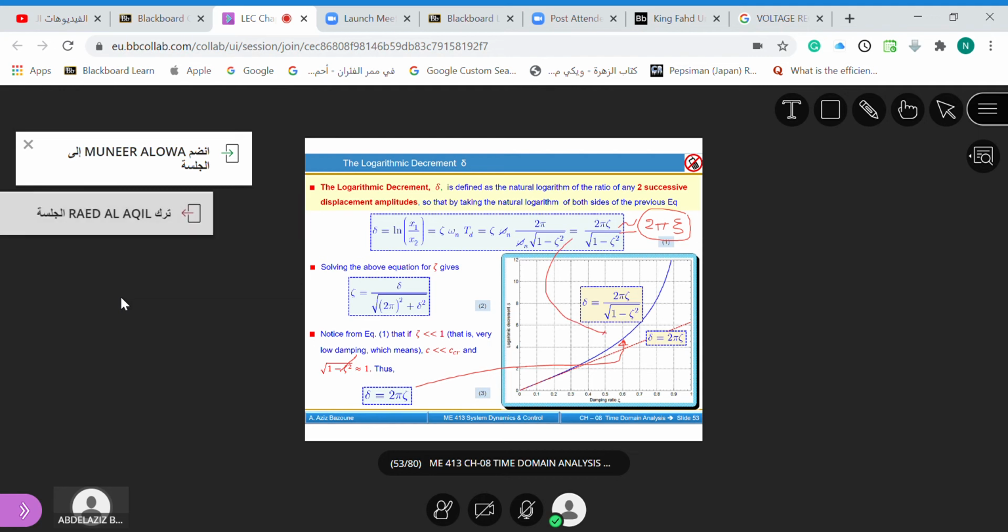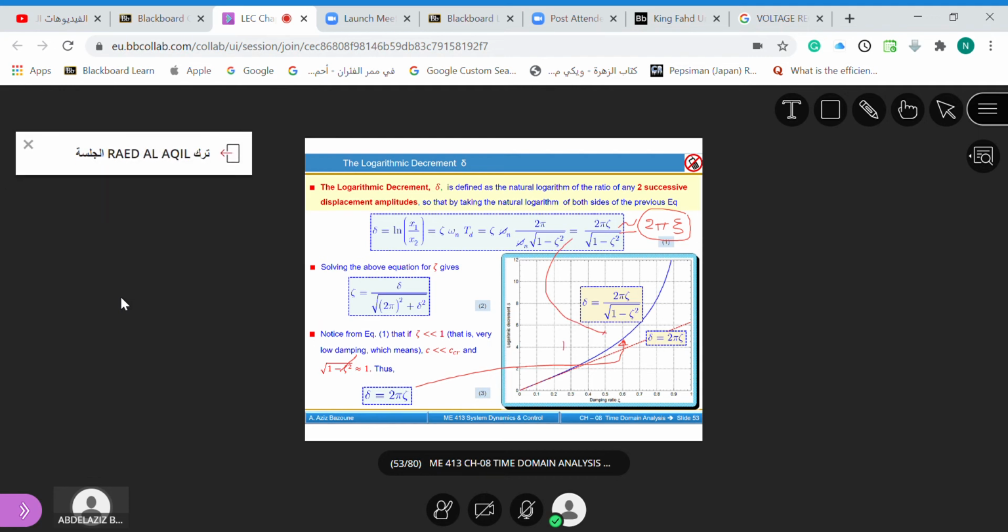So you see, up to zeta equal to 0.3, all the values are almost equal. This is the nonlinear expression, which is 2 pi zeta over the square root of 1 minus zeta squared, and this is the linear one, delta equal to 2 pi zeta.